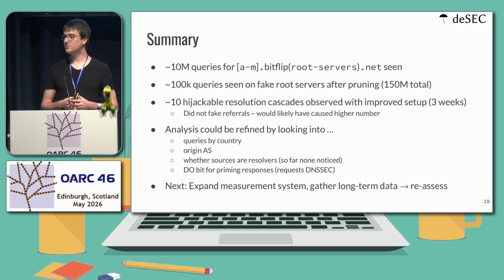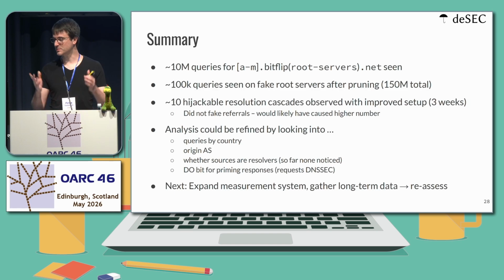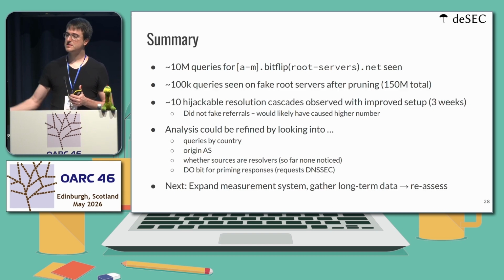So the summary is that we observed around 10 million queries for the single letter bitflip names and around 100,000 queries on the fake root servers after pruning, but without serving the fake root zone yet, just observing the traffic. And then when we added the root zone serving and replaced the priming response, we got roughly 10 hijackable resolution cascades in those 2 weeks. So that is interesting.